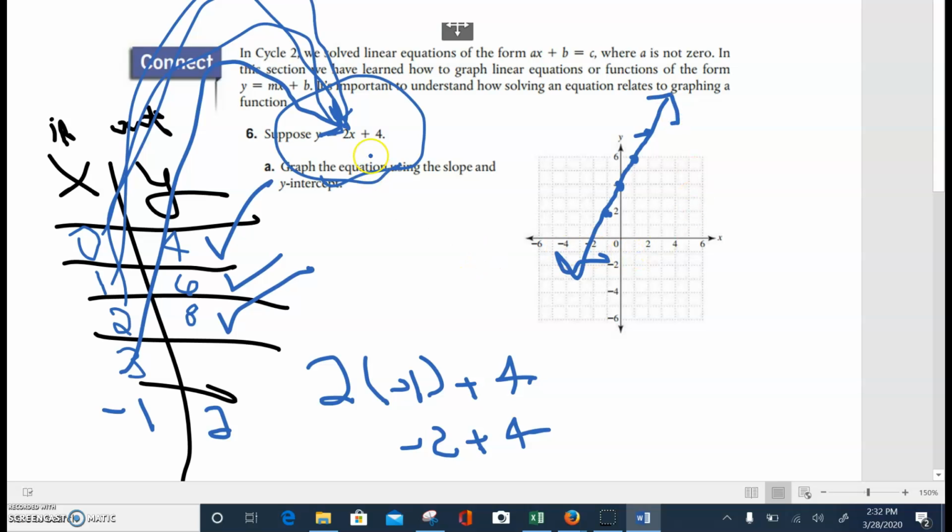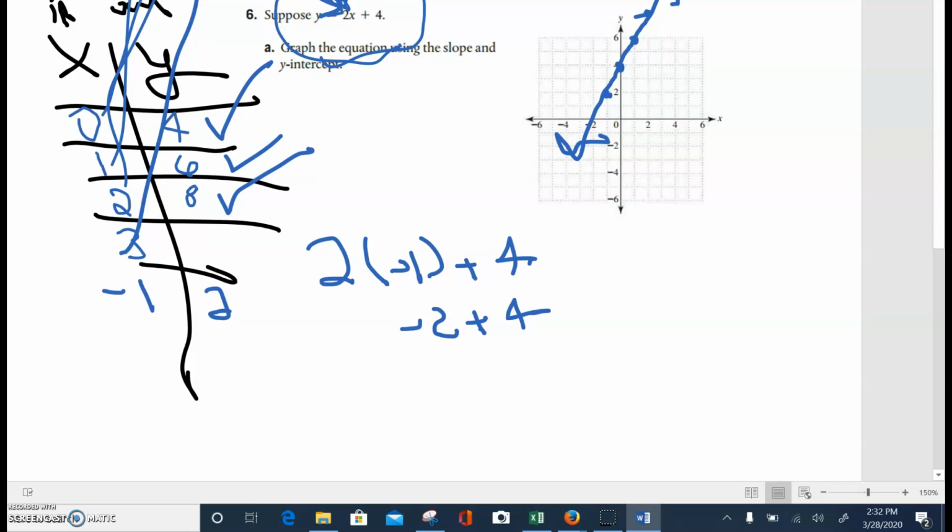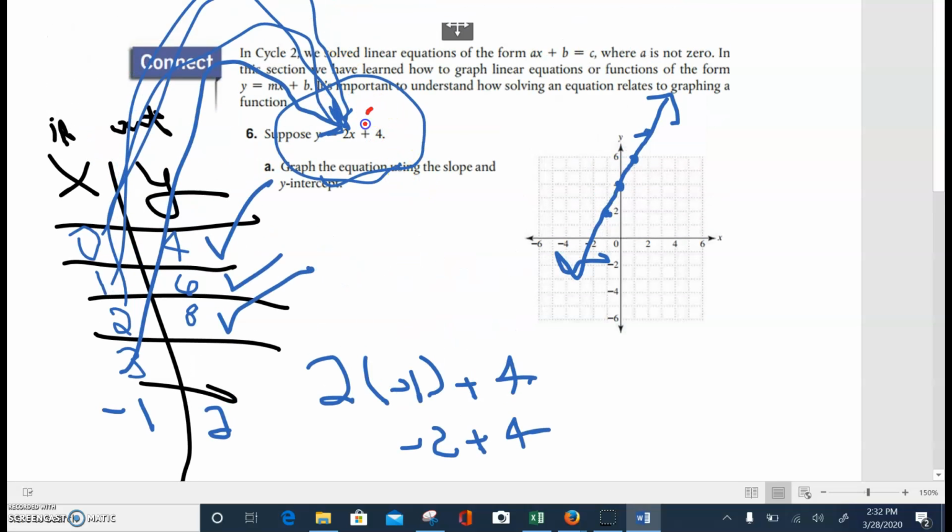I should get the same line either way, and I can always check my answer then by looking at, okay, is 4 really my starting amount? Yep. Is my slope positive? Yes. And does it go up 2 over 1, up 2 over 1, up 2 over 1? Yeah. So I know I'm right. Okay. So however you want to graph, that's up to you. The questions on page 348.